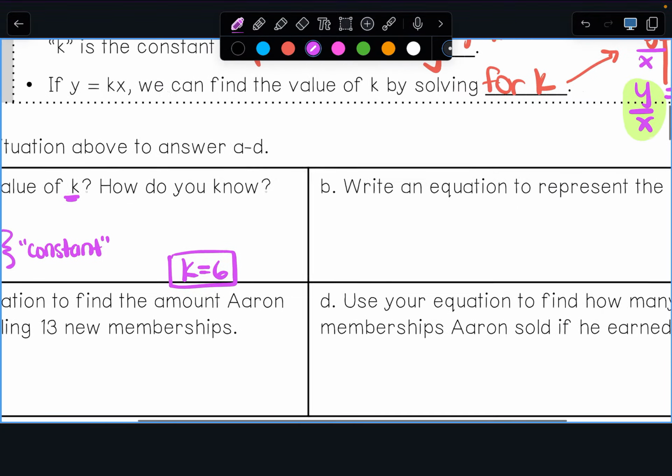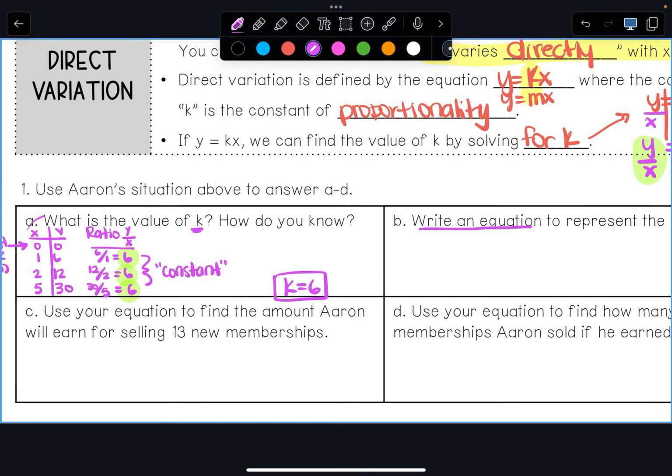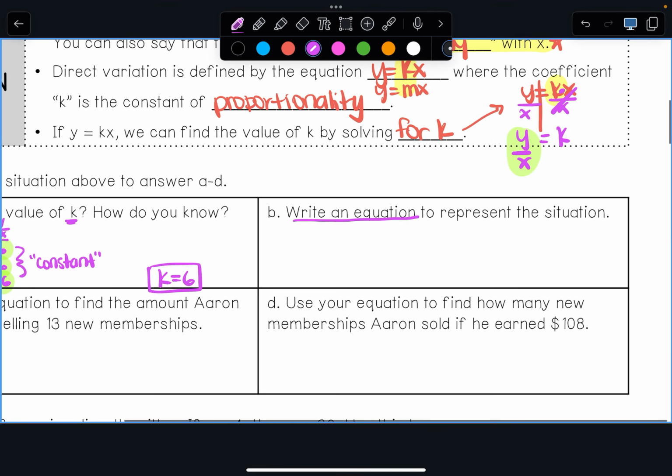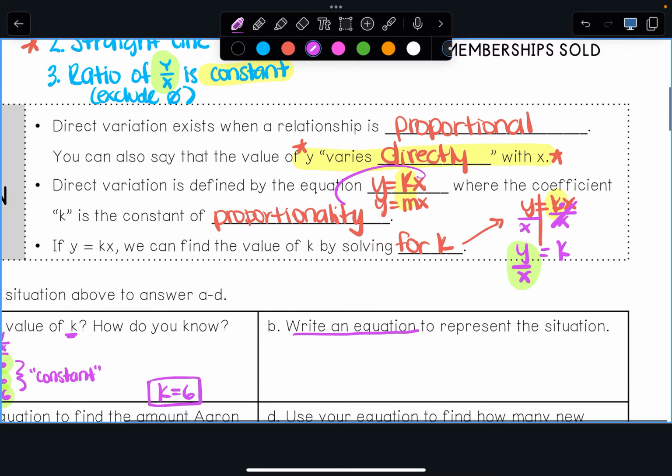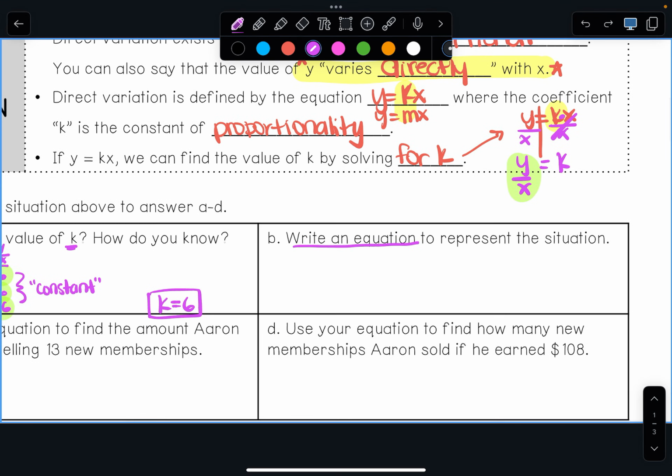Okay? Now they want you to write an equation to represent this. Well, we use y is equal to kx as our formula, and we plug that k equals 6 in. Our formula is y is equal to kx. We now know that k is 6, that our constant is 6, so we're going to take that 6 and plug it in.